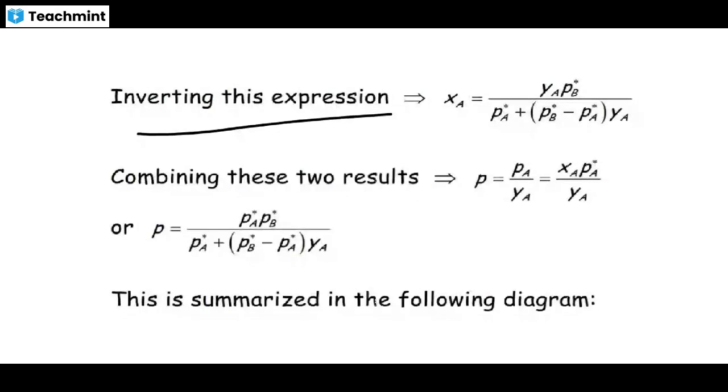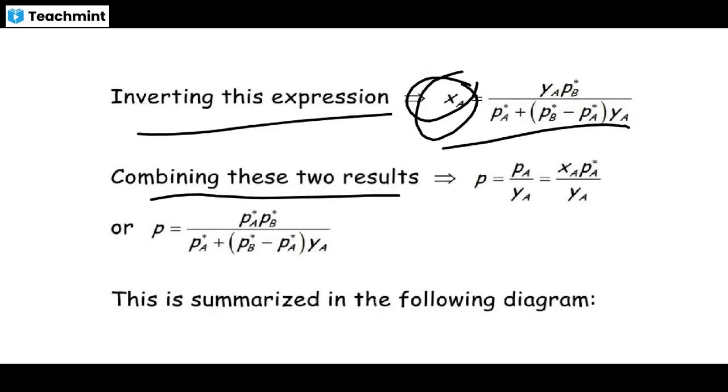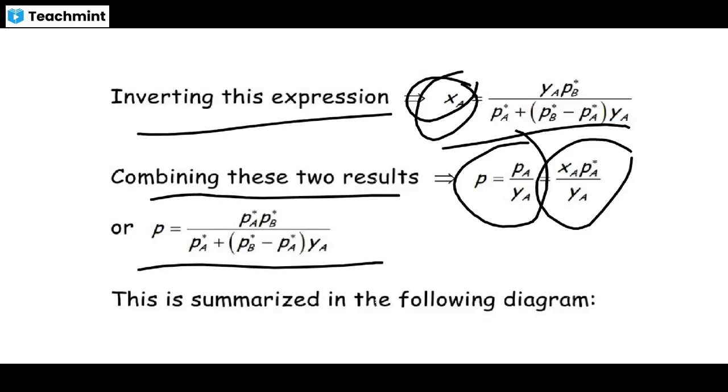Inverting this expression just to modify with simple mathematics, if you modify it, you get the mole fraction in solution. Okay, combining these two results, P is nothing but PA divided by YA. So then you get this relation. So all are mathematics. If you do the mathematics, you get the relations. Okay, this is summarized in the following diagram.